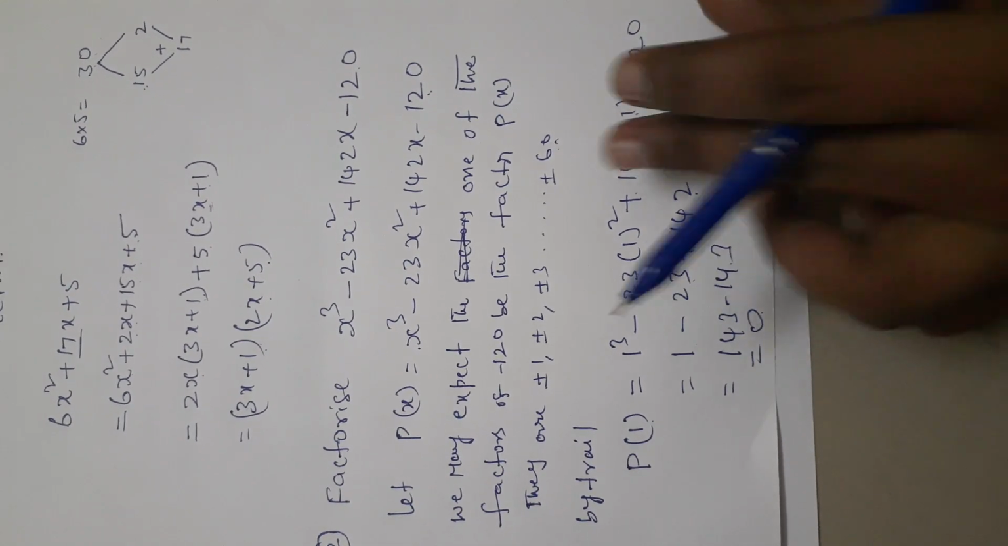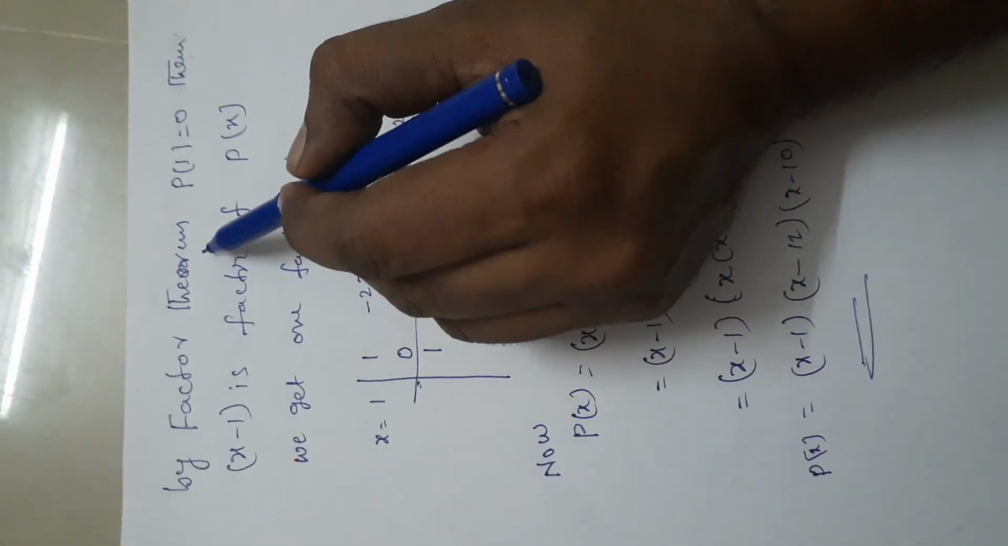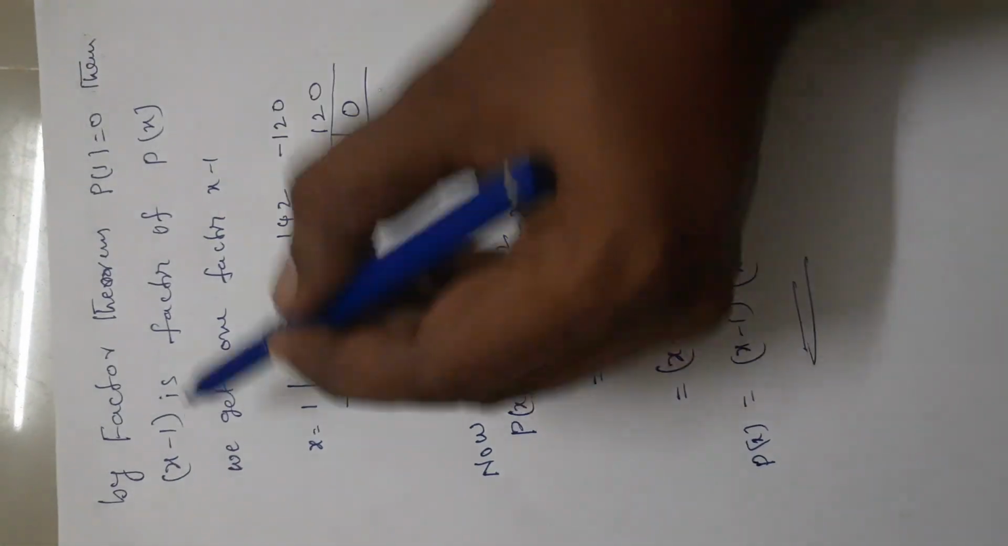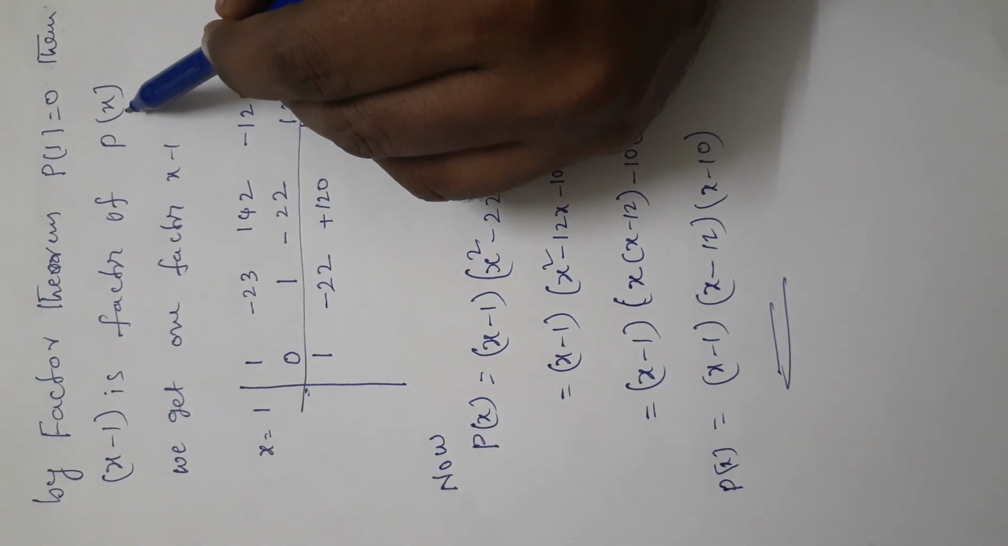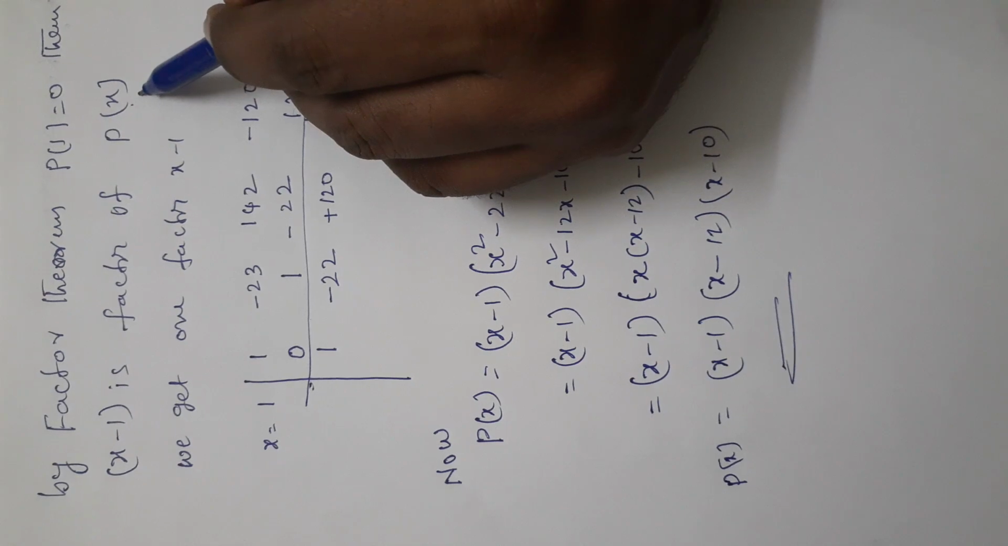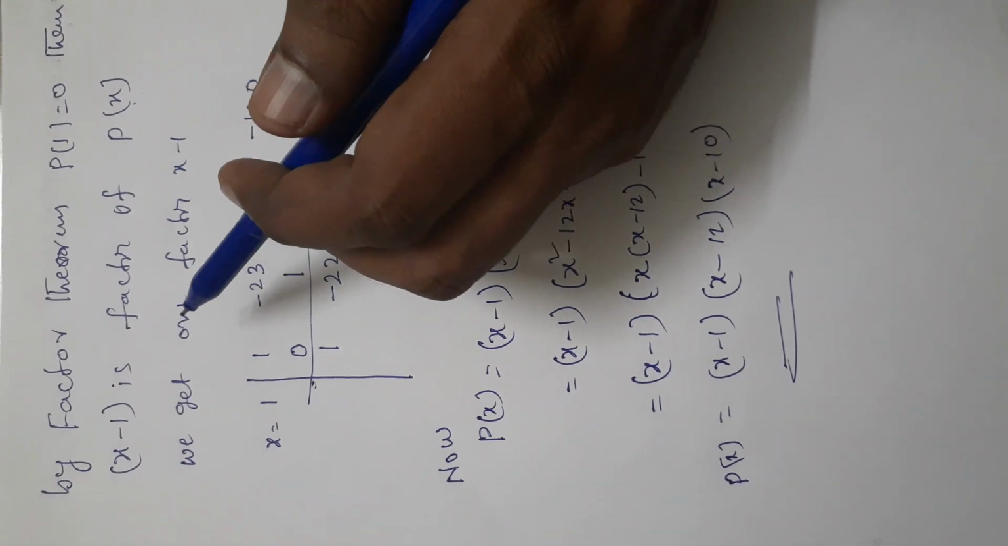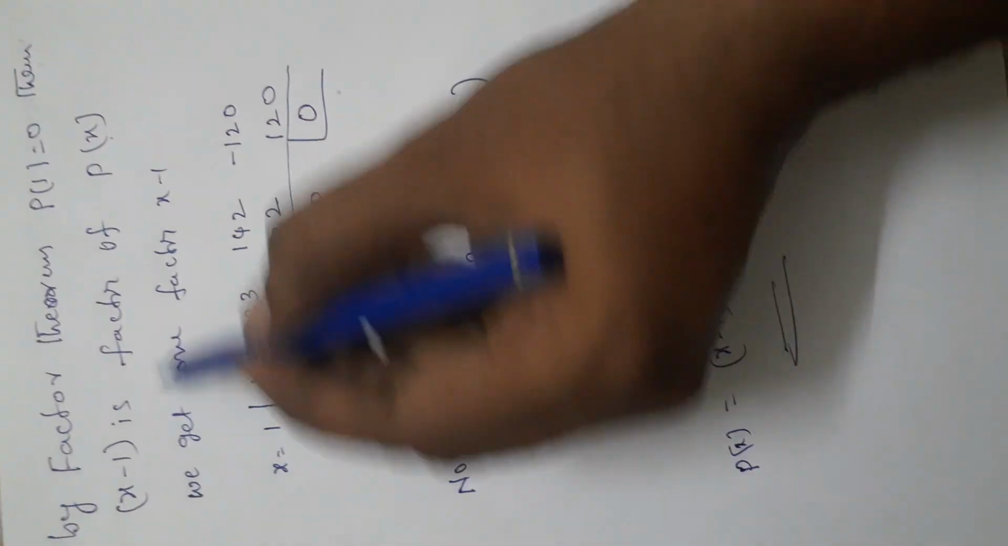So p of 1, we got it 0. And p of 1 equal to 0 means, by the factor theorem, x minus 1 is a factor of p of x. We have already discussed the factor theorem. So we got one factor.